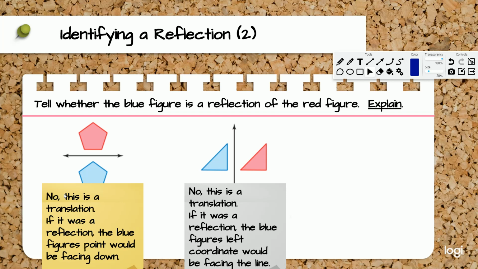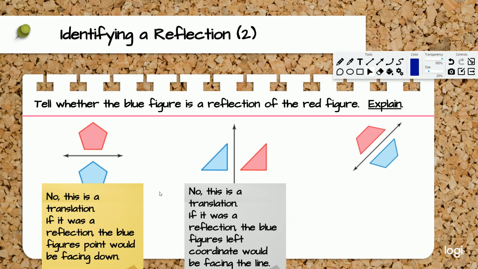And no, this one is also a translation. If it was a reflection, the blue figure's left coordinate would be facing the line. So this point would be facing this point. It would be like if they were looking at each other. This is just a translation again. It's being slid to the left.